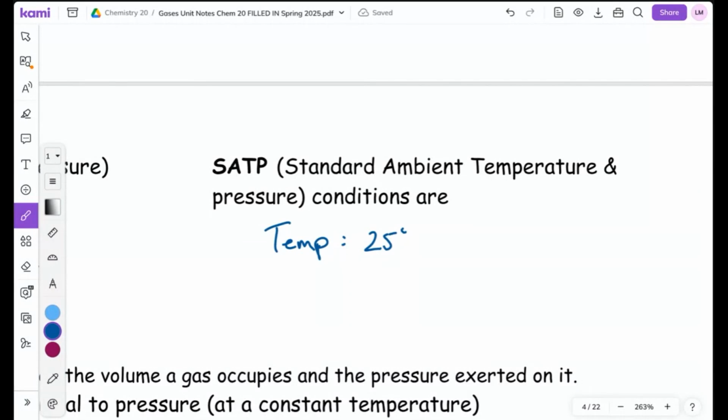So 25 degrees Celsius, and our pressure is at 100 kilopascals.